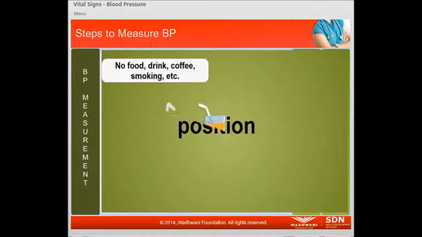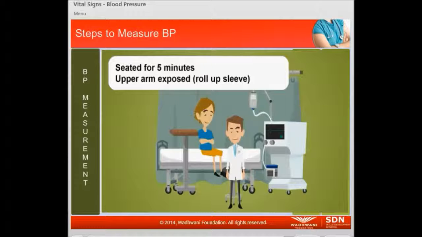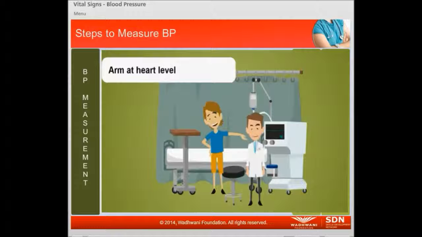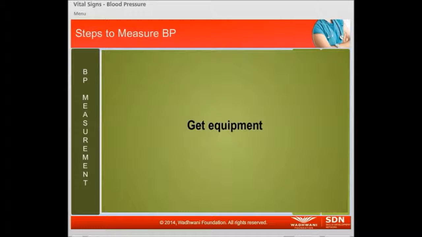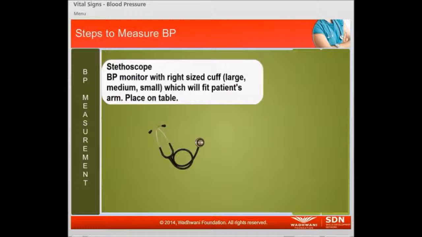Ensure the patient is in the correct position. Is seated for 5 minutes and the upper arm is exposed. Roll up the sleeves. Ensure the patient's arm is at heart level. The second step is to get the equipment ready. Get a stethoscope, a BP monitor with the right-sized cuff, large, medium or small, which will fit the patient's arm. Place them on the table.